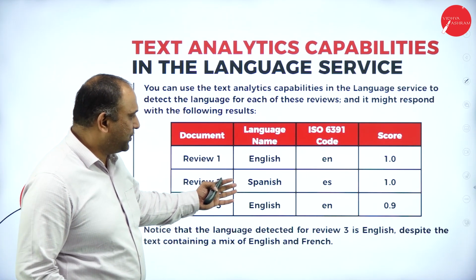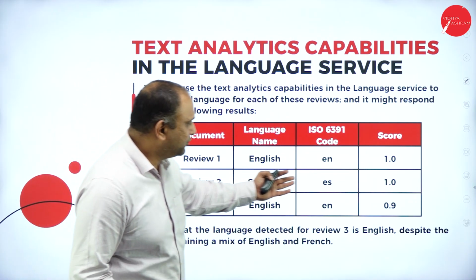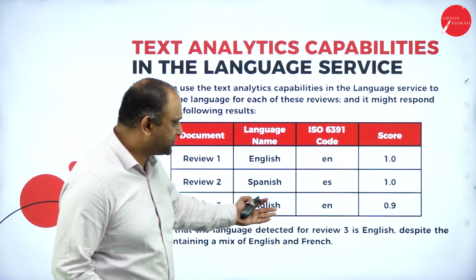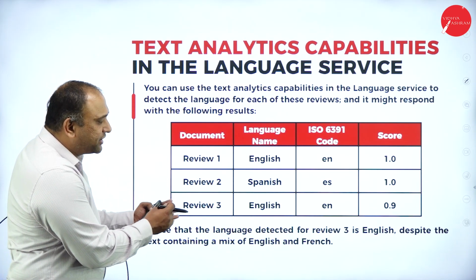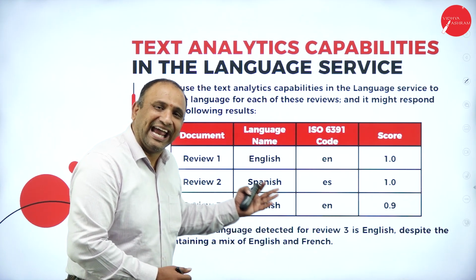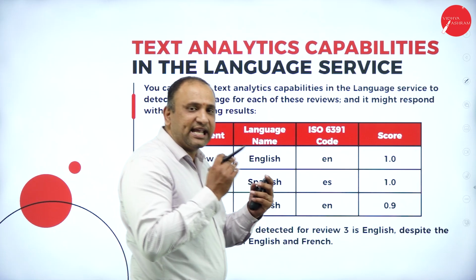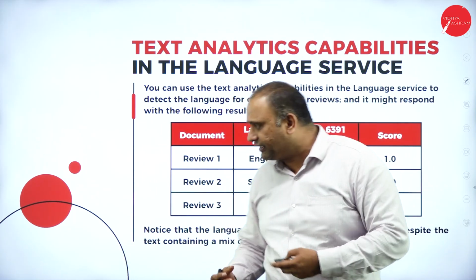Now, let's look here. We have the language English, en, and the score is 1. For Spanish, that's es, Español, we say 1, again the score. Review 3, English, again we get 0.9. So what does it show? The language detected for review 3 is English, despite containing a mix of English and French. So what this tells us is that it's able to pick up English and Spanish, but not the French words separately.